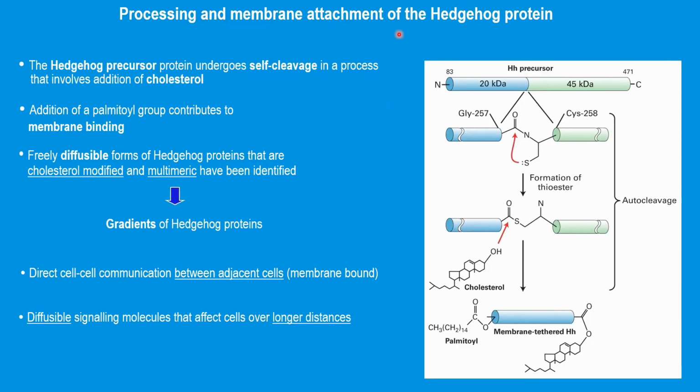The hedgehog ligand itself undergoes somewhat complicated processing involving cleavage and the addition of a palmitoyl group, which can anchor it to membranes, but there are also diffusible forms of hedgehog proteins that have been identified, and these are believed to generate gradients of hedgehog. So you have some hedgehog that's present on the surface of the cell that can signal just one cell wide to the neighboring cell, and then you can have secreted hedgehog protein that is a diffusible signal that can act over longer distances. That's the important thing to bear in mind.